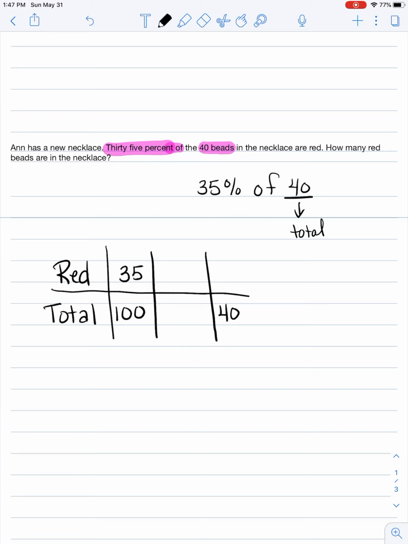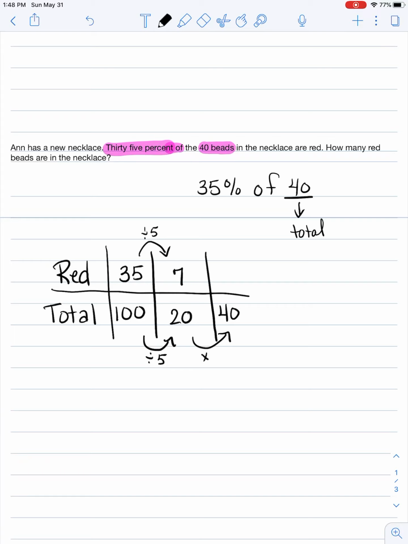So again, the easy thing here would be to divide by 10, but I could come up with 3.5 in the top, but I want to find a common factor of 35 and 100. Okay, and that common factor is 5. Okay, so I can divide this by 5, and then I'm going to divide this by 5. And when I go here, 100 divided by 5 is going to be 20. 35 divided by 5 is going to be 7.